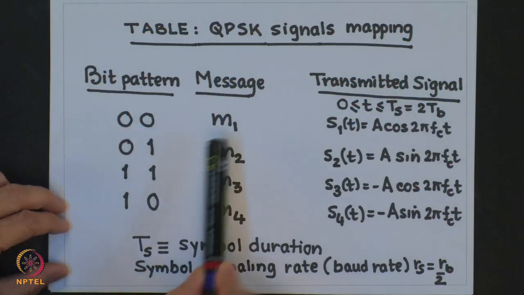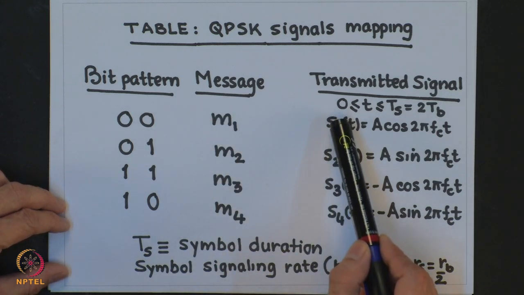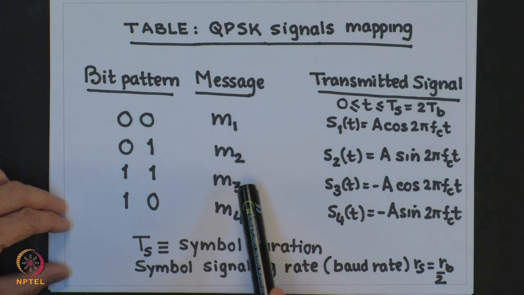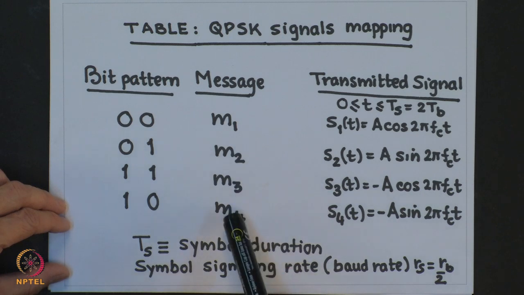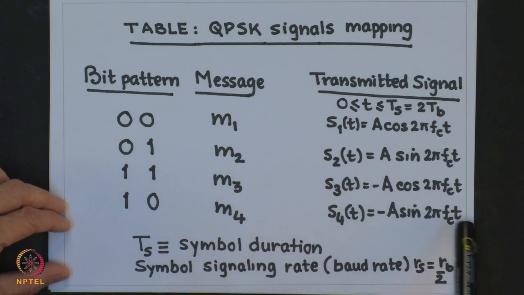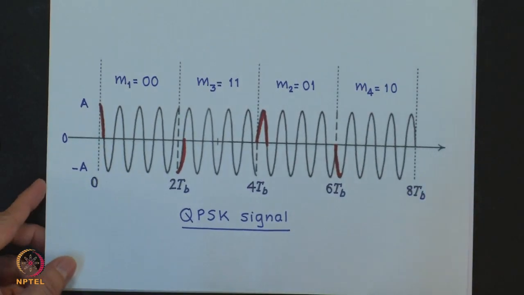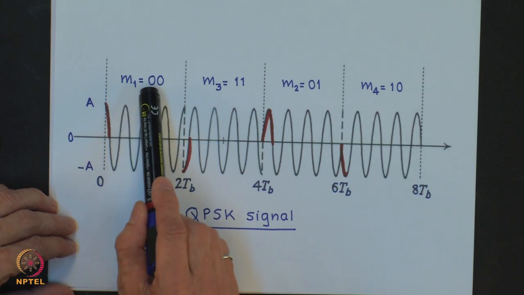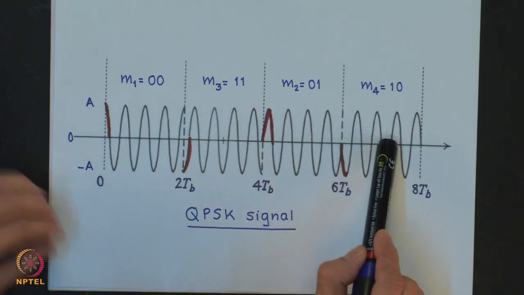So, bit pattern 00 is mapped as M1, 01 as M2, 11 as M3 and 10 as M4, and for these messages, the choice of the signals are given here. So, M1 and M3 are polar signals with the carrier as cos 2 pi fc t, and M2 and M4 are again polar signals, but the carrier is now sin 2 pi fc t. And corresponding to this, the waveform would be as shown in this figure. So, this is cos 2 pi fc t corresponding to the bit pattern 00 or message M1. This is for M3, this is M2 and this is M4.